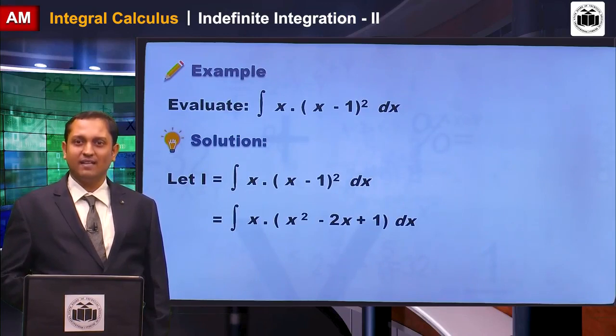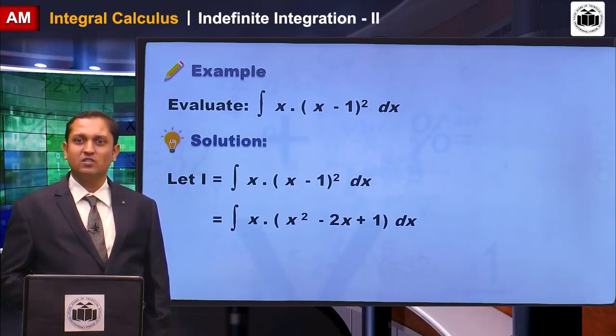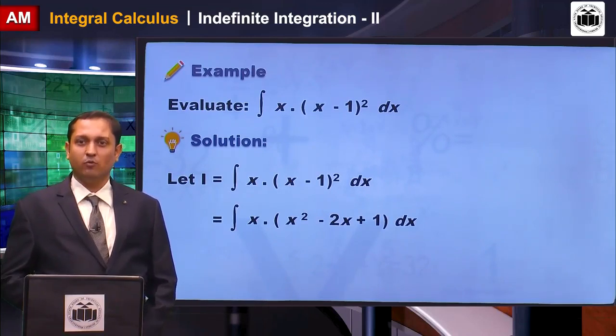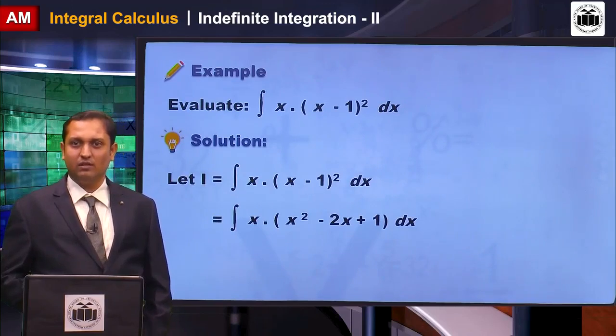We have kept the x as it is and applied the formula a minus b the whole square to x minus 1 the whole square to expand the given part, that is x minus 1 the whole square. Now why we are doing this? We are doing simplification because there is no direct formula in integration to write the answer for integral x into x minus 1 the whole square dx. So we need to simplify first, get the answer into the correct formula type, and then apply the formula and get the answer. So we are first simplifying the given part.